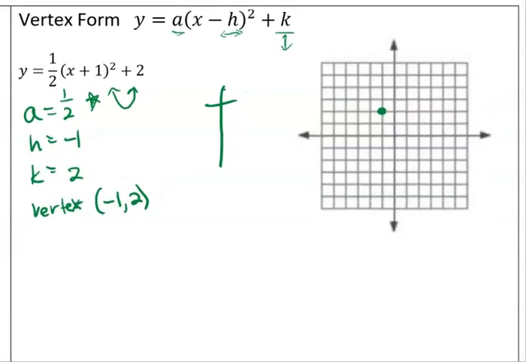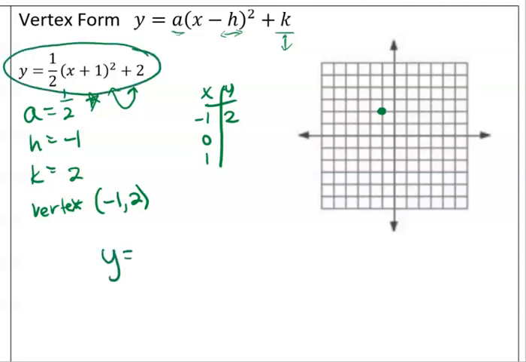Let's move this back down. X and Y. We have our vertex, -1 and 2. We're just going to put in a couple more values for X. I'm going to put in the next two numbers, 0 and 1. And we're going to plug those numbers in to this original equation. So y equals 1/2 times, since it was x plus 1, and we're going to do 0 plus 1, because 0 is the first x we're going to plug in, plus 2.